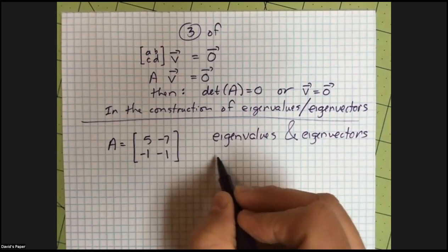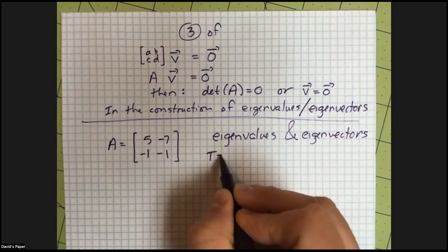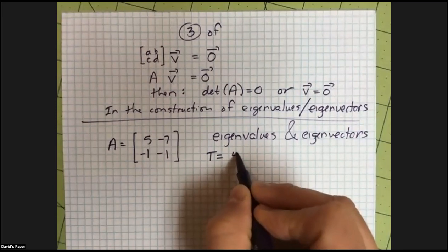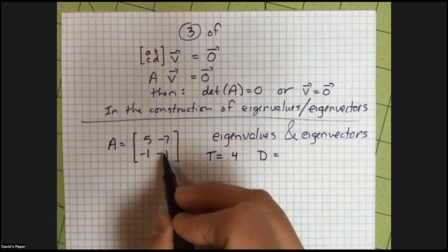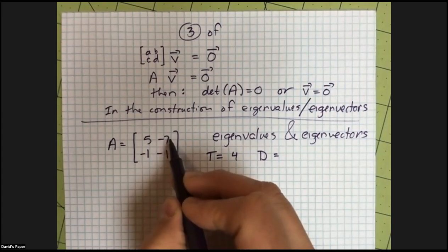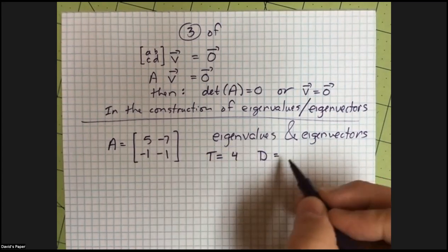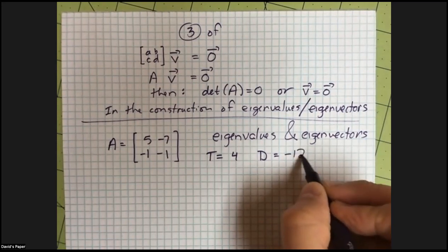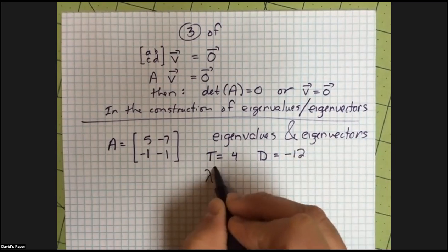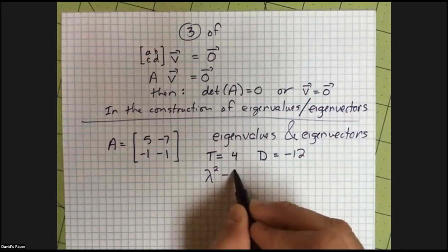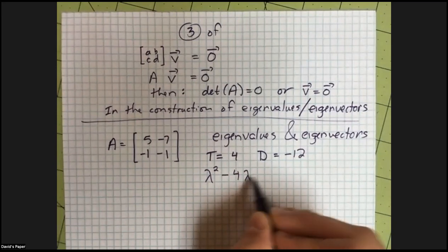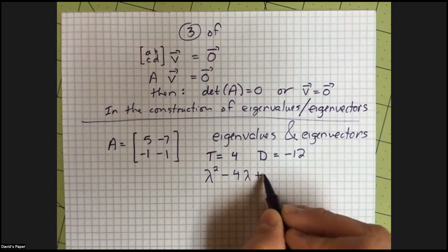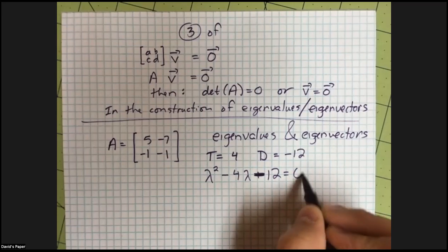Remember what I want to do? I want to know the trace. Trace is 4. I want to know the determinant. -5, subtract 7. Subtract positive 7. -5 subtract 7 is -12. What does that give me? The characteristic equation, lambda squared minus trace lambda plus determinant, which is -12. Sorry, it's a little sloppy.